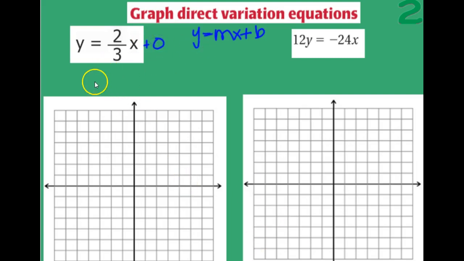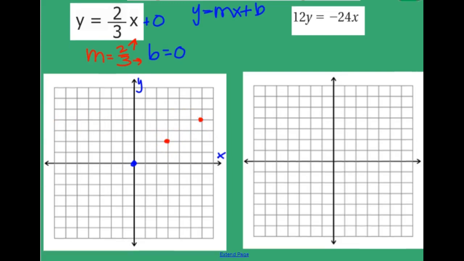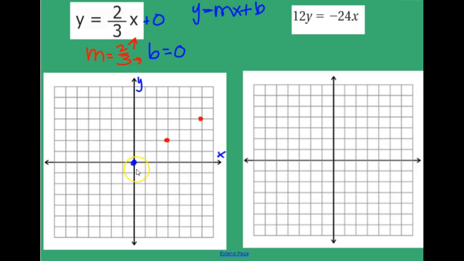So if we identify our m, our slope, it's 2 over 3. And then our b, the y-intercept, is 0. So begin at 0. And our slope is rise over run. Rise 2, up 2, and run 3 to the right. Positive numbers are to the right, so to the right. Up 2, run 3. Rise over run. The opposite of going up and right would be going down and left, so down 2, 3 to the left.